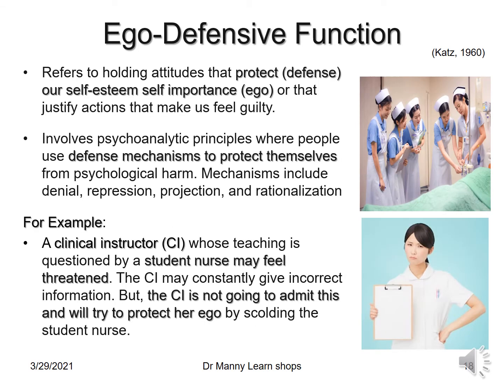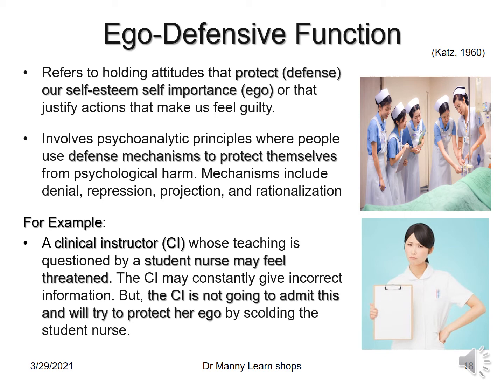Then you've got the ego defensive function. Some attitudes in this group serve to protect us. They protect us from acknowledging basic truths about ourselves or the harsh realities of life, and they are defense mechanisms. For example, those of us with feelings of inferiority may develop an attitude of superiority. So you can be feeling very insecure about yourself and think that you're superior to other people.